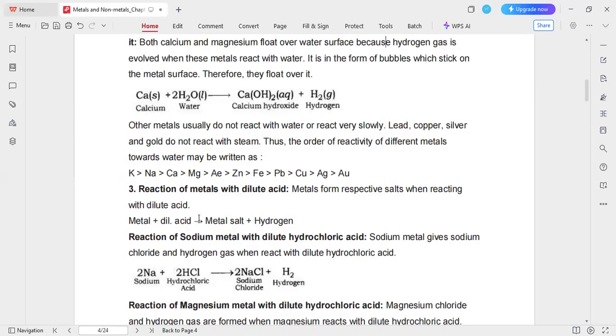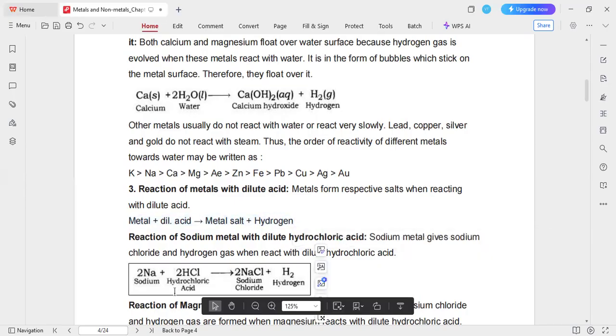Next, the third type of reaction is the reaction of metal with dilute acid. Remember this sentence, children: generally, metal reacts with dilute acid to give salt plus hydrogen. For example, sodium plus HCl gives sodium chloride plus hydrogen.